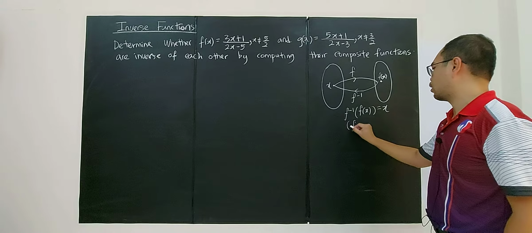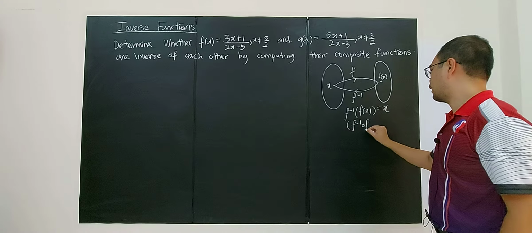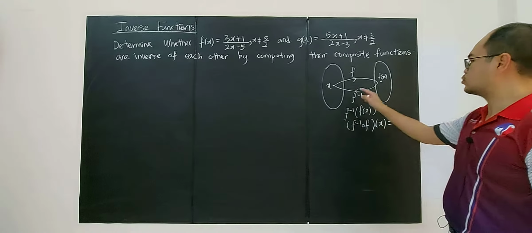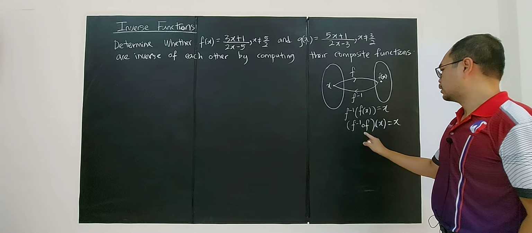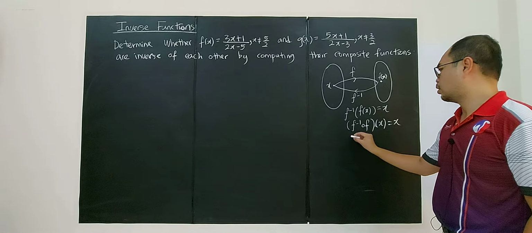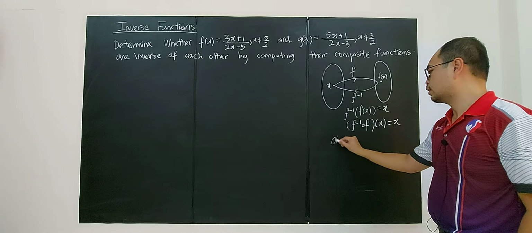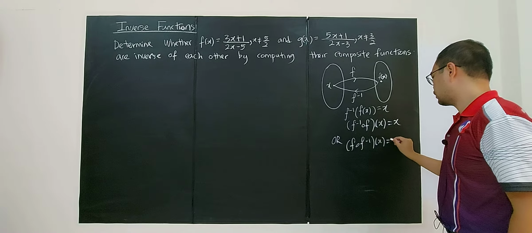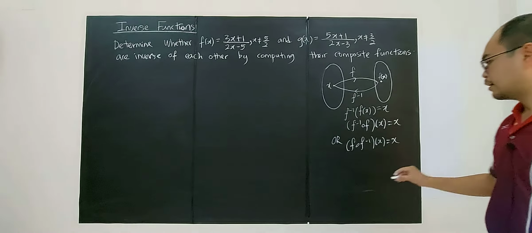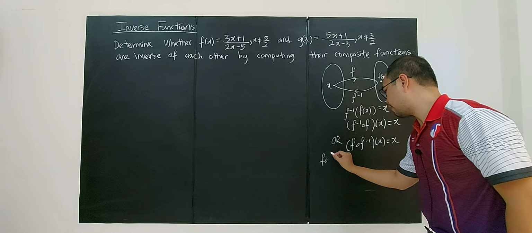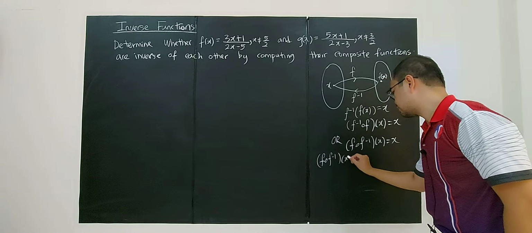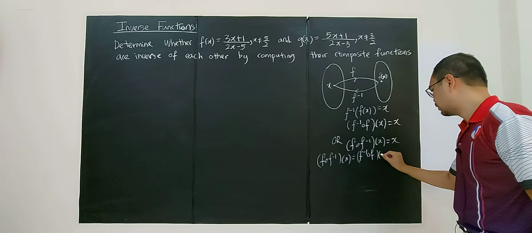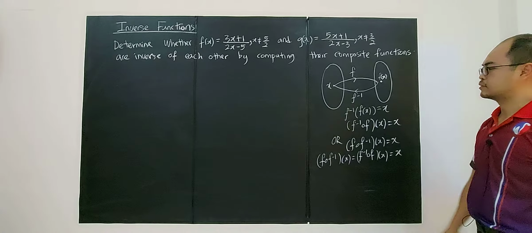Or we can say that the composite of f inverse and f(x) will be x. So if these two are inverse to each other, you will get x. This is also true if you say f composite f inverse, you are getting x. So the composite of f inverse and f of x, you are getting x.